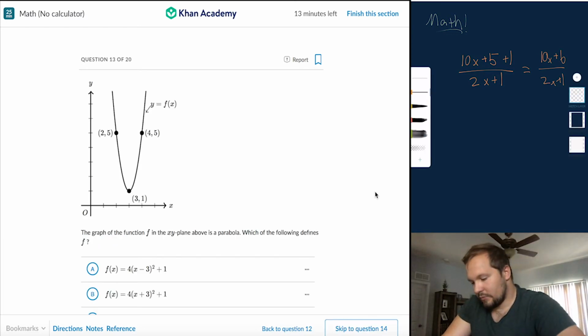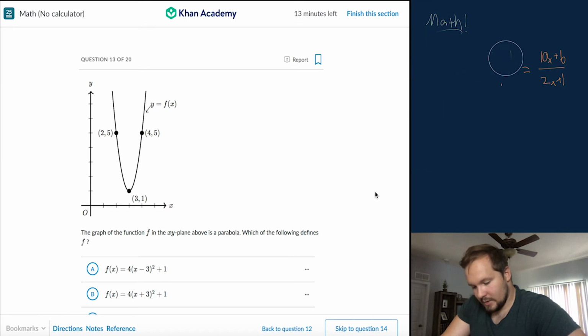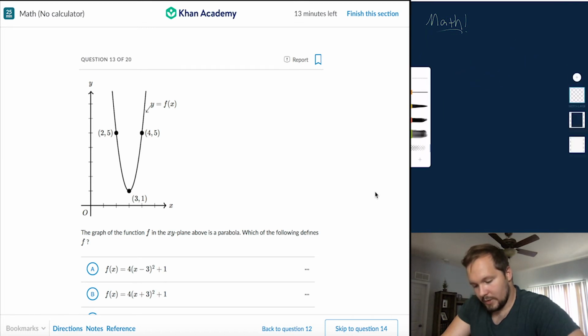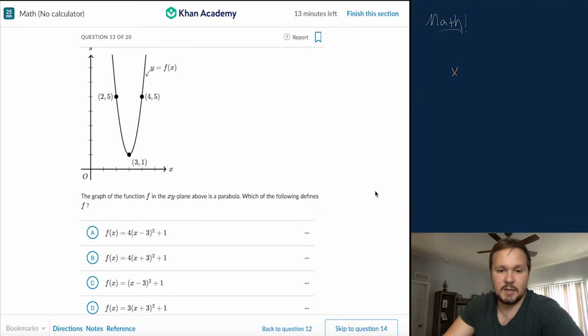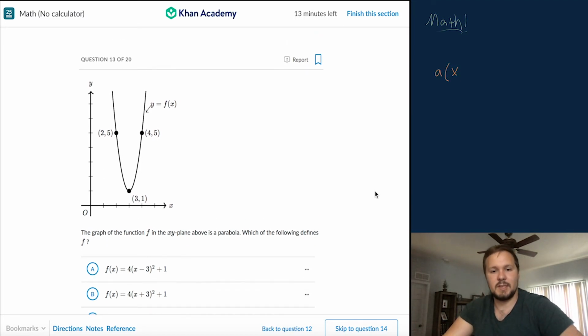Okay, so this is a vertex form question. So what you're going to need to do is just make sure that you know your vertex form equation, which is some factor a times x minus h, which is your x value for your vertex, plus k, which is your y value for your vertex.